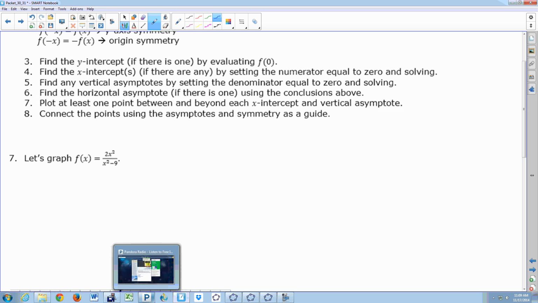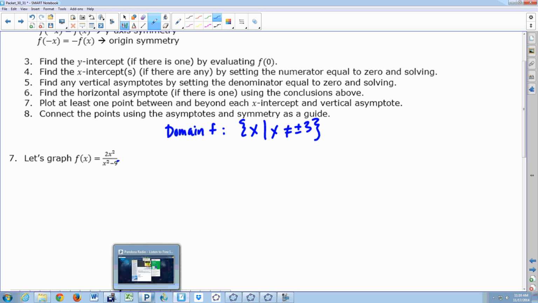Right, the domain here is all numbers except for 3 and negative 3. It's the set of all numbers x except for 3 and negative 3. And how did Pat get that? How did he get the 3 and the negative 3? He did something in his head.